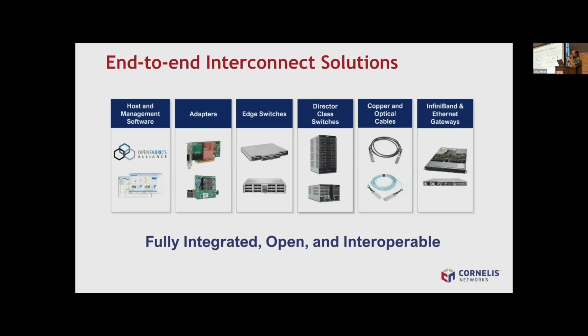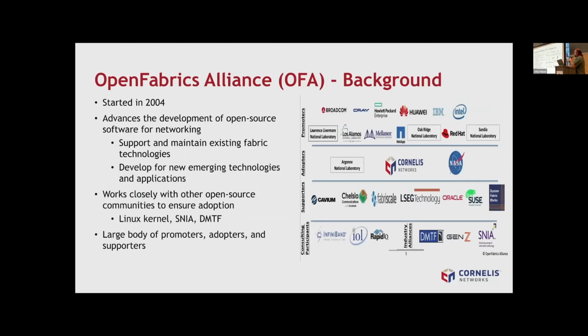So that's done. Good. Okay, so what is the OpenFabrics Alliance? This was started in 2004, and the goal was really to advance the development of open source software for networking. They currently support and maintain existing fabric technologies. So this is the OFA group as well. But they also are working on developing new and emerging technologies and applications. They work very closely with other open source communities to ensure adoption as well.